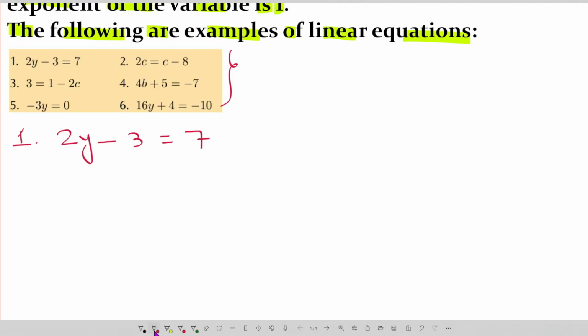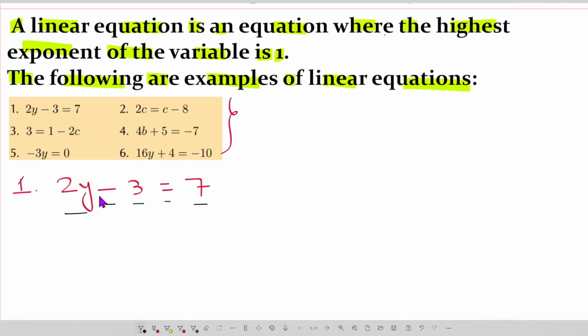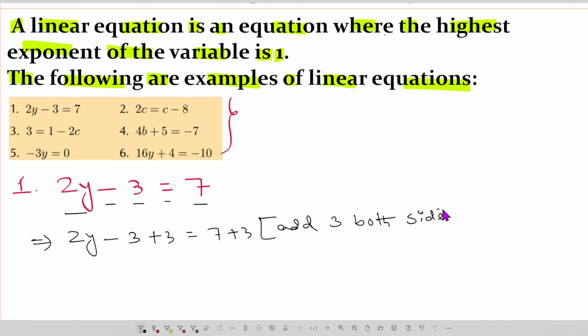Let's start. Question 1. 2y minus 3 equals 7. Here y is a variable and the power or exponent is 1. That's why this is a linear equation. We have to find out the value of y. So first, 2y minus 3 plus 3 equals 7 plus 3. We can write, add 3 both sides, right? Then here is 2y equals minus 3 plus 3 out, 7 plus 3 is 10.